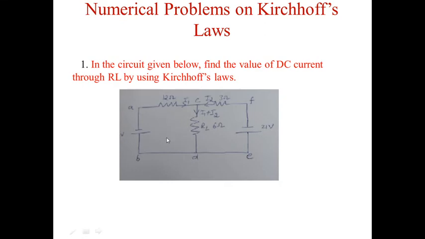Now apply the Kirchhoff voltage law to the first circuit, that is, consider the loop ACDBA. This is the first loop. We will start from A to C. We are moving from A to C and the direction of current is also from A to C. Therefore, a voltage drop takes place at the 12 ohm resistance.